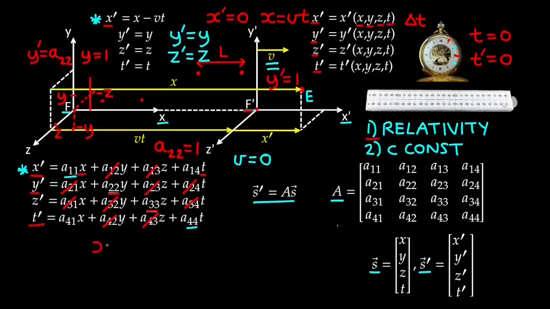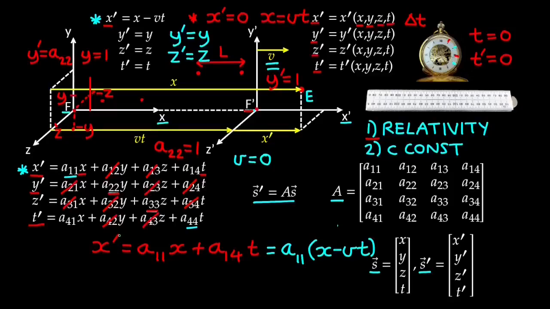So what we have is x prime is equal to a11 times x plus a14 times t. So given this condition, where x prime is 0 is equivalent to x is equal to vt, we can write this as a11 times (x minus vt). So essentially x is equal to vt always gives x prime is equal to 0. So what we have here is a11 is equal to a11, and therefore a14 is minus v times a11.